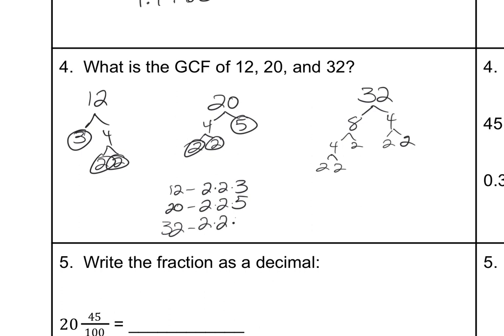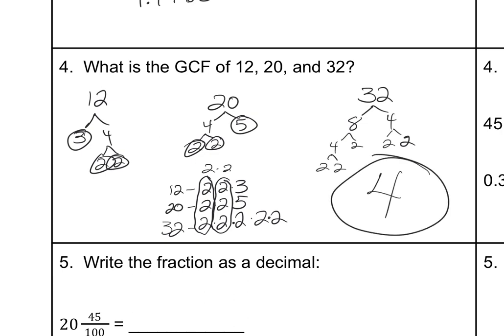Notice I'm keeping them lined up at the bottom so that I circle my common trios, what they all have in common. Then I take one of each of those and multiply them to get my common factor, greatest common factor of 4.